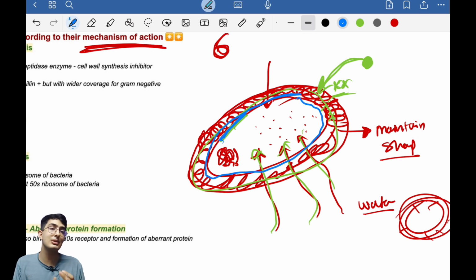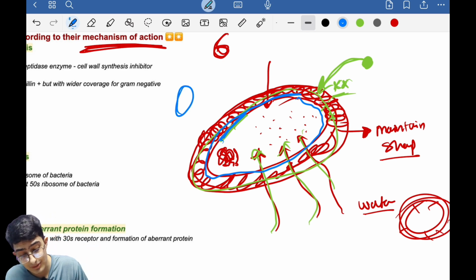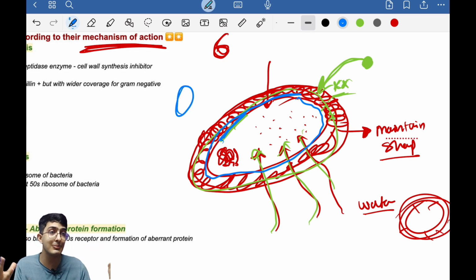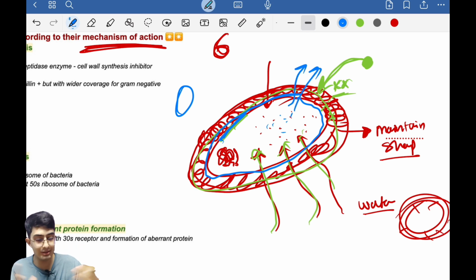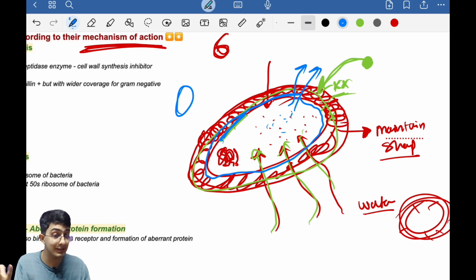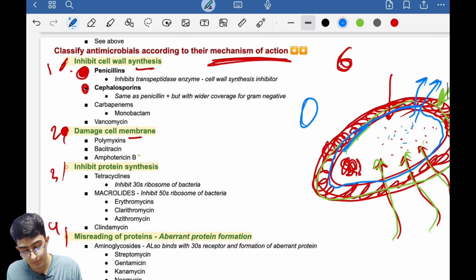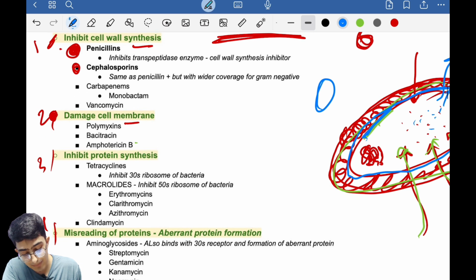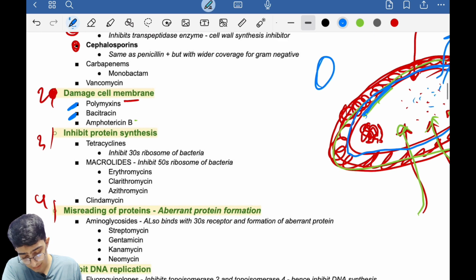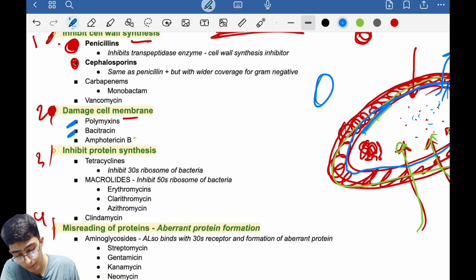Similar story with the cell wall. All cells need to have a cell membrane. If you destroy the cell membrane, then the stuff that was supposed to be within the bacteria is going to leak outside. If the internal cell structures leak outside, then the cell dies. So that is another way by which antibiotics can work: they destroy the bacteria by damaging the cell membrane. Examples are polymyxin and bacitracin, right?